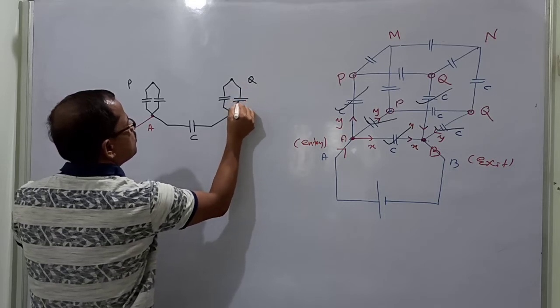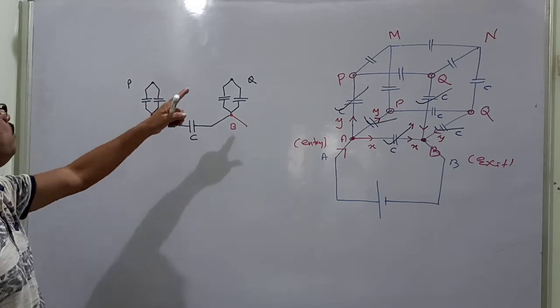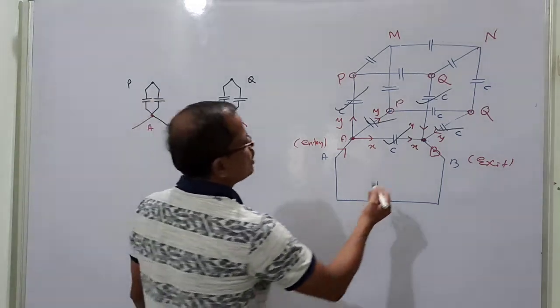Once you solve the problem by yourself again, you will find it easier. So now P to Q, then A to B is over. Which capacitor? This capacitor.